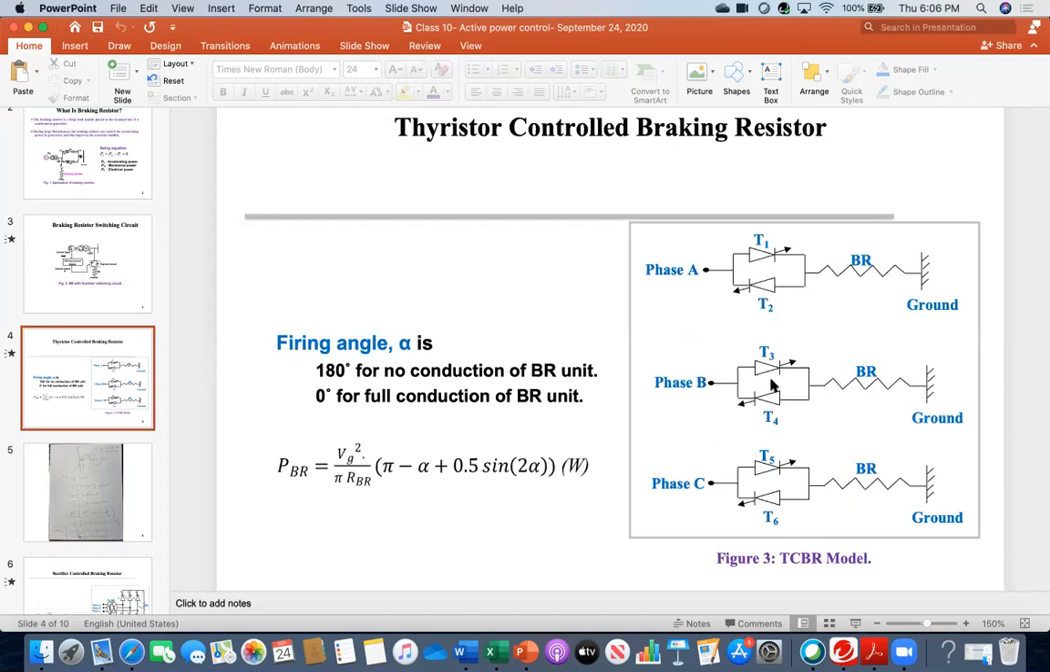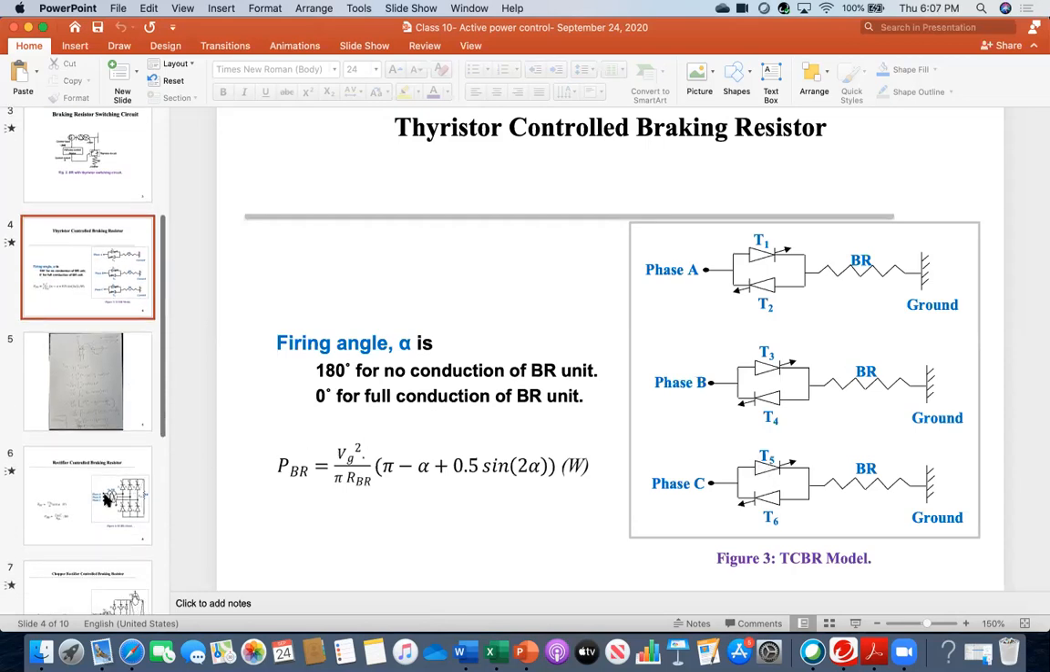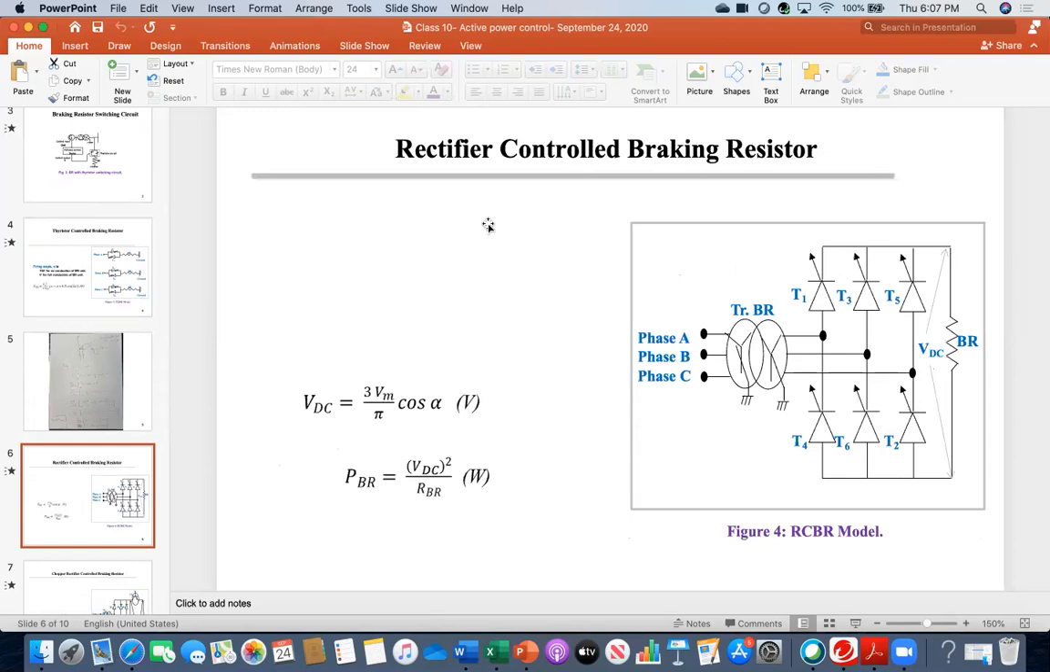While there will be 6 power electronic devices, see that I have one arrangement here. Everybody see? A rectifier control braking resistor. This means, because I have A phase, B phase, C phase, so why not use a rectifier? And a controlled rectifier, of course.